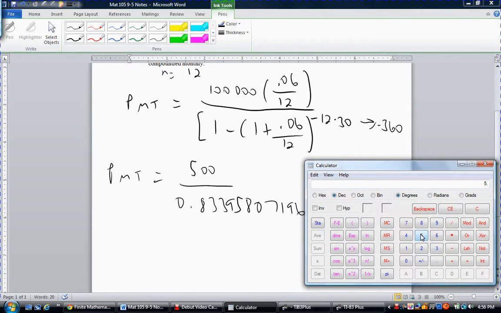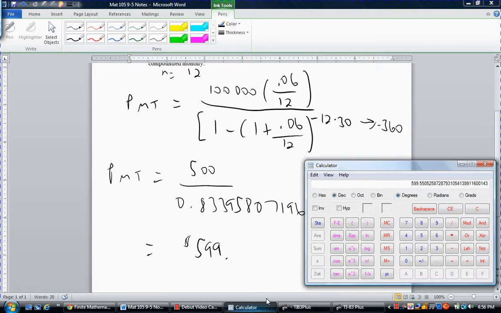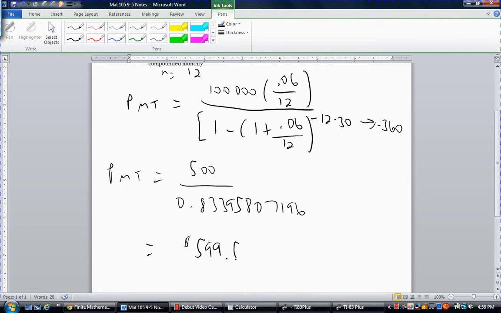So let's find 500, and we're going to divide by all those numbers. 0.83395807196. And we get a pretty good approximation of $599.55.